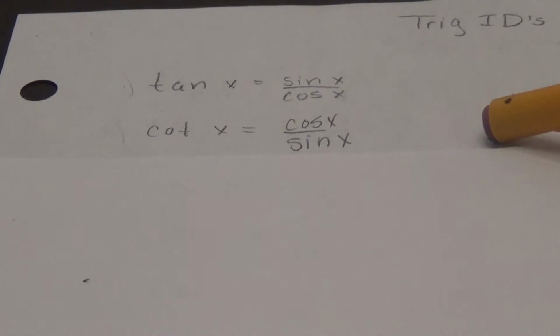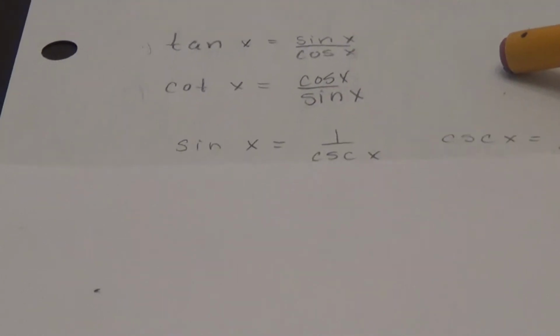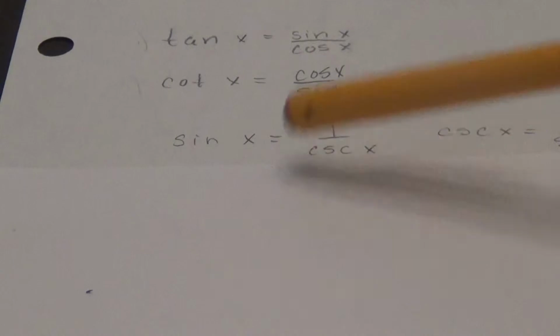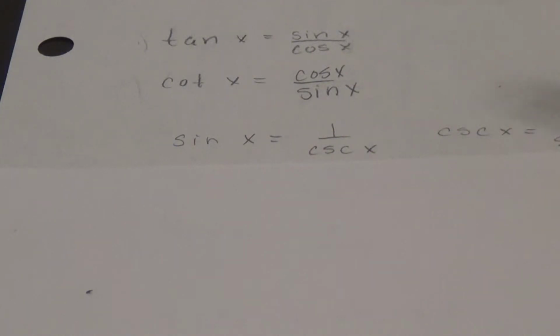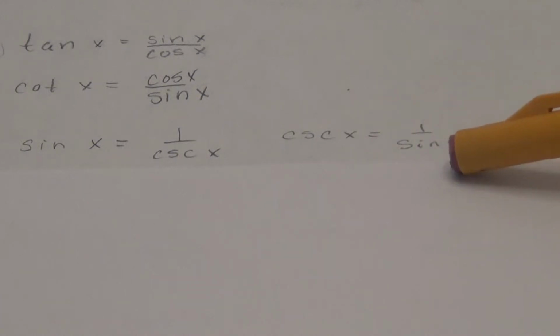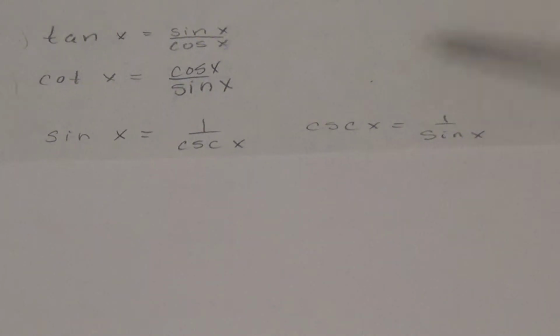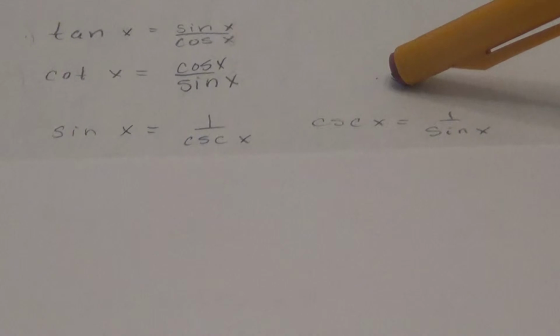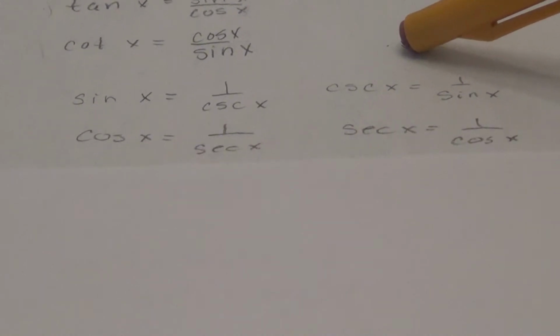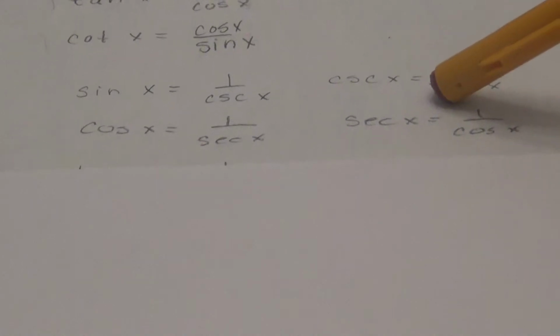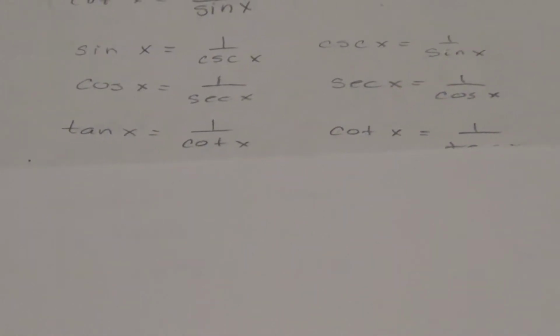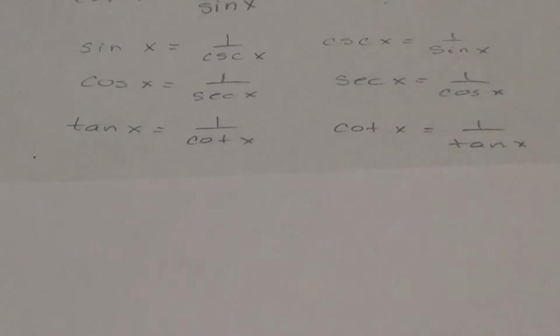Then comes the reciprocals. So what is the reciprocal of the sine function? It is the cosecant function. And likewise, the sine is the reciprocal of the cosecant. This relationship repeats itself for cosine and secant, and again with tangent and cotangent. So every function has its reciprocal function. So there we have those.